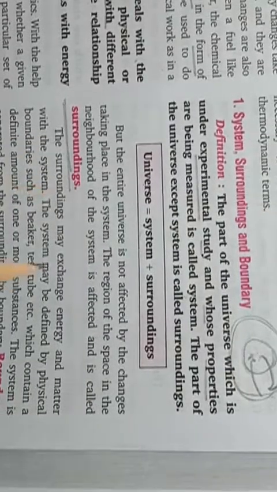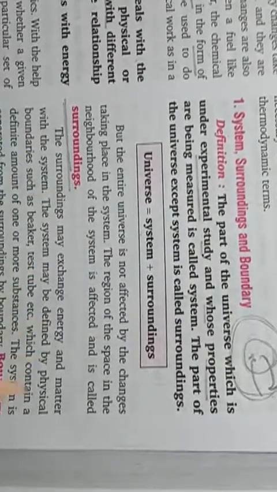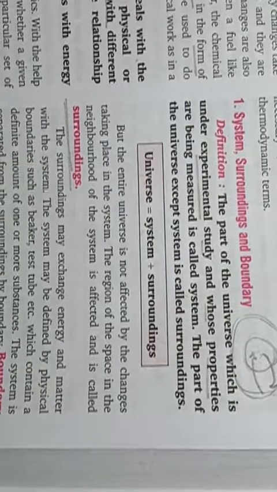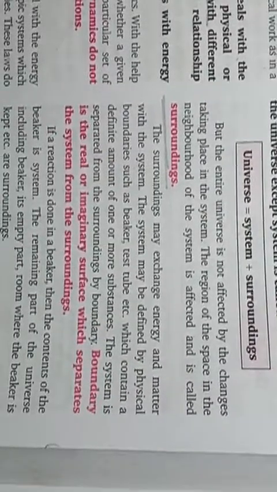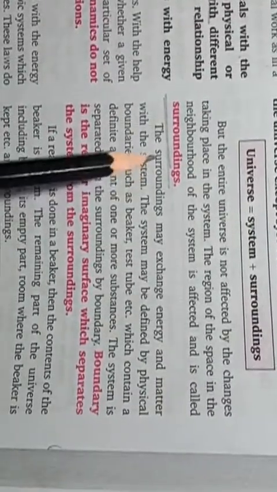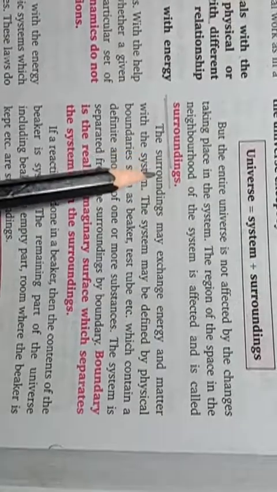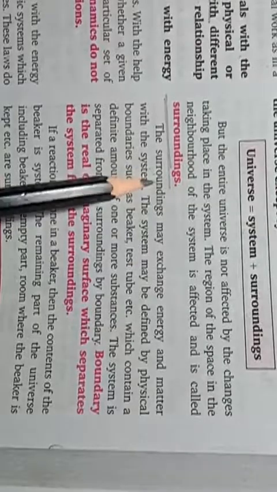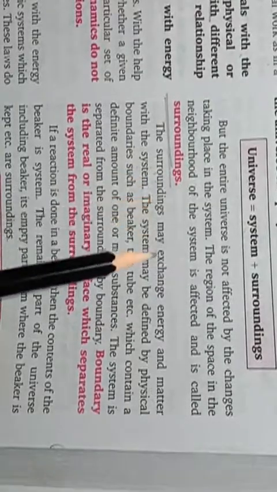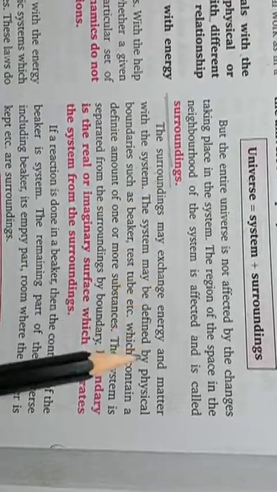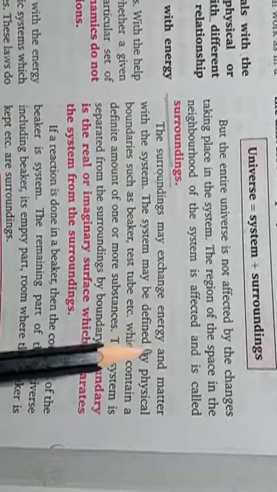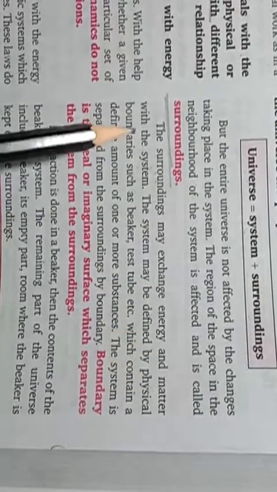The surroundings may exchange energy and matter with the system. So on the basis of the type of system, the surroundings are also of different types, and some surroundings are such types through which interchange of energy, or interchange of matter, or interchange of both of these two can take place.